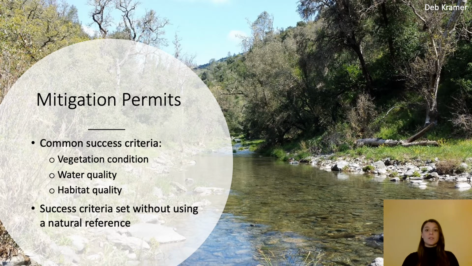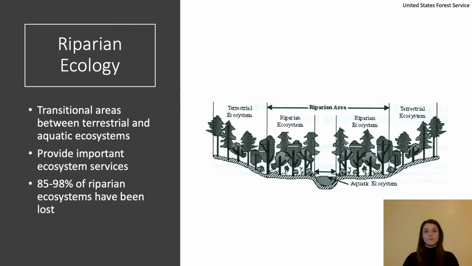Therefore, today I'm going to talk about how using reference sites can help in mitigation planning for riparian ecosystems and how we can define reference conditions for Santa Clara County and help standardize success criteria for the region.